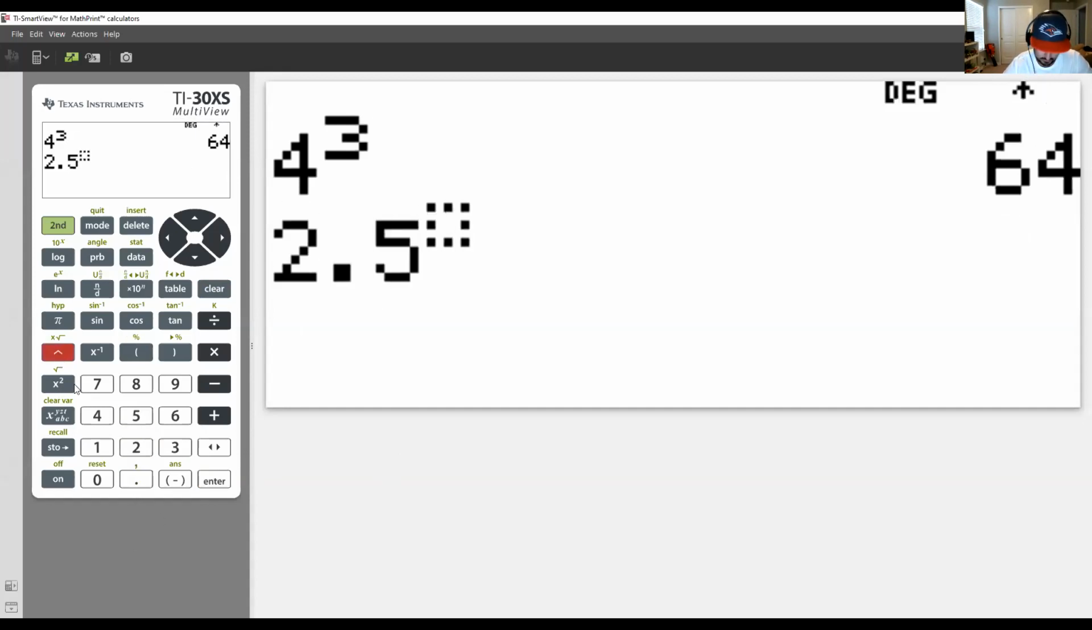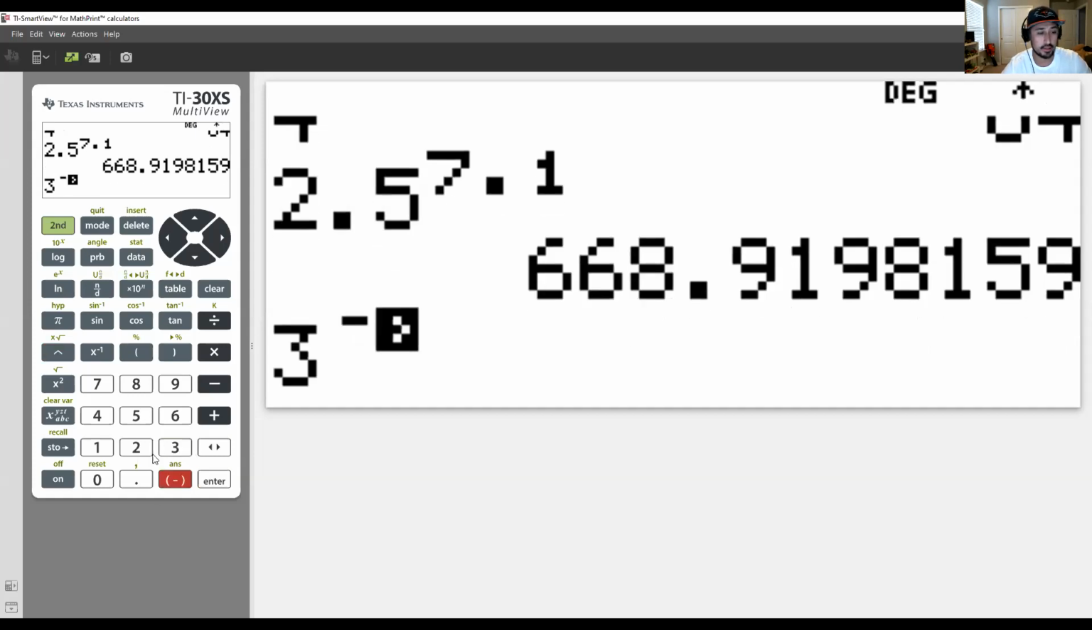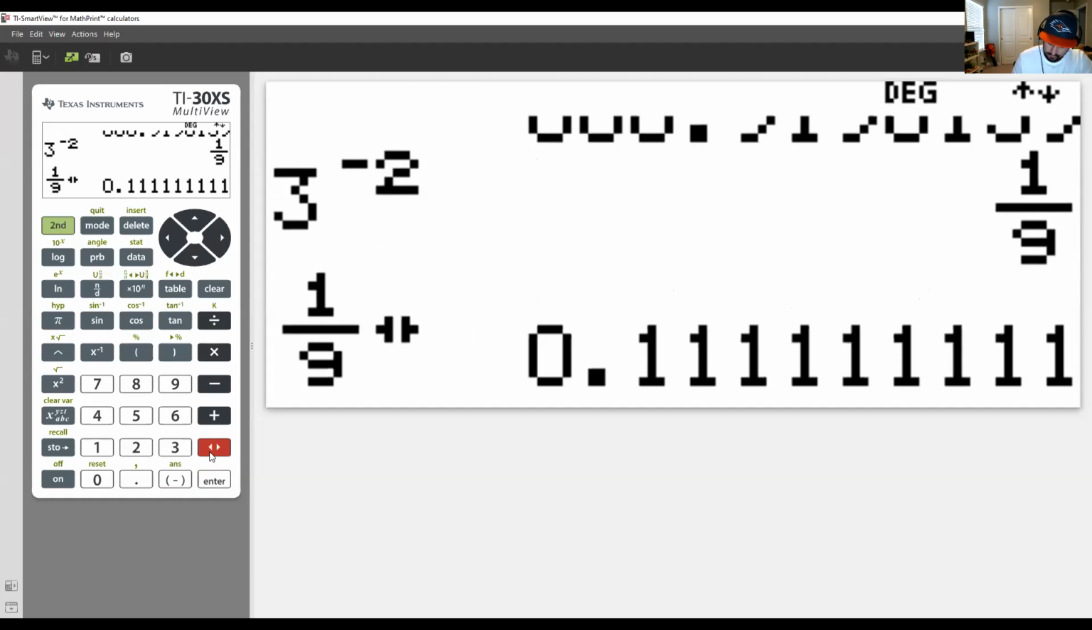Next, 2.5 raised to the 7.1. And we're going to round to 2 decimal places, 668.92. Next is 3 raised to the -2. You get 1/9. Or again, if you wanted to convert that to decimal, hit the little double arrows. You get 0.11 repeating.